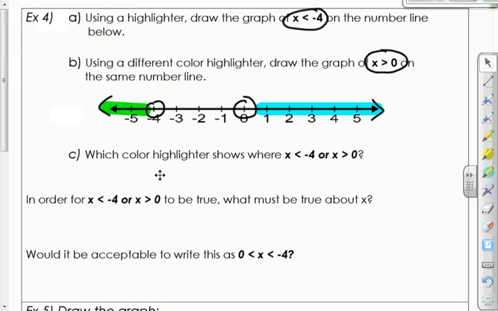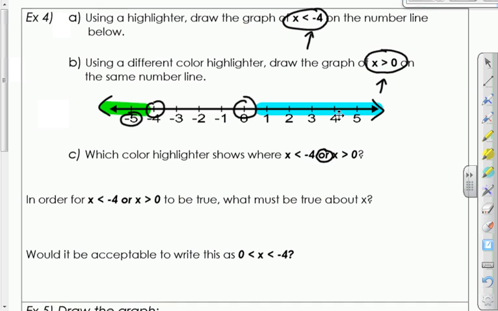And we're asked to consider which color highlighter shows where x is less than -4 or x is greater than 0. Well, remember, for or statements, only one of the two statements needs to be true for the entire statement to be true. So therefore, we could pick a number located in the green shading, say -5, and that would make this inequality true. Certainly would not make this one true, right? -5 is less than -4, but -5 is not greater than 0. But because it made one of them true, we would consider it a possible solution.